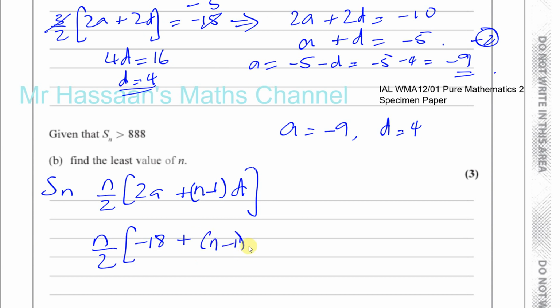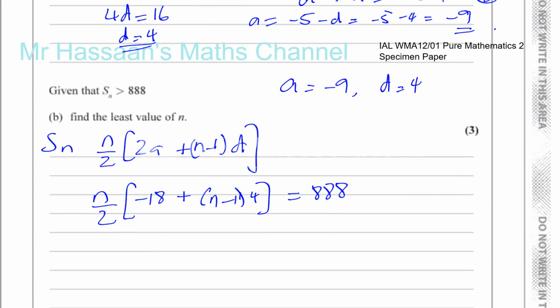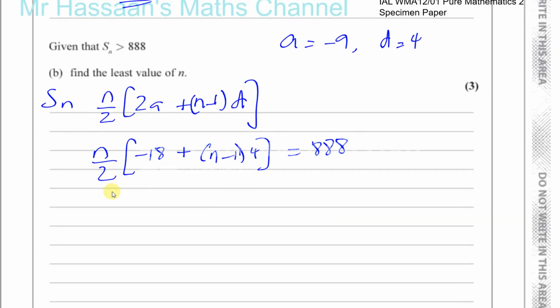Okay, so what I'm going to do first is find out when it's equal to 888, and then we can work out when it's going to be greater than 888. So what I can do here is multiply this out. I'm going to have minus 9n and plus 2n times n minus 1 equals 888.